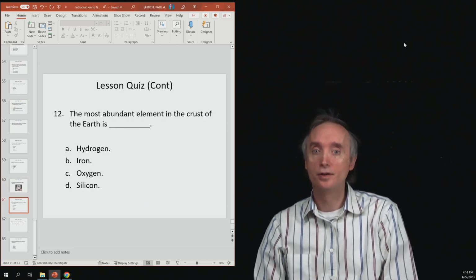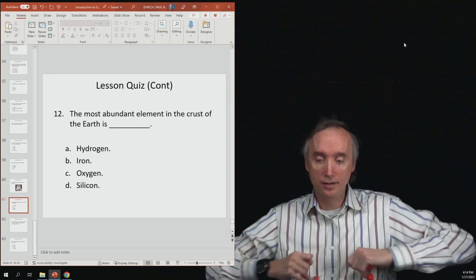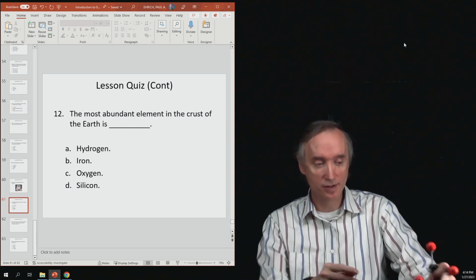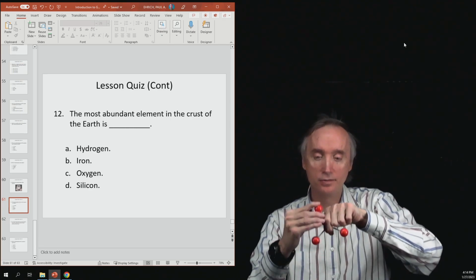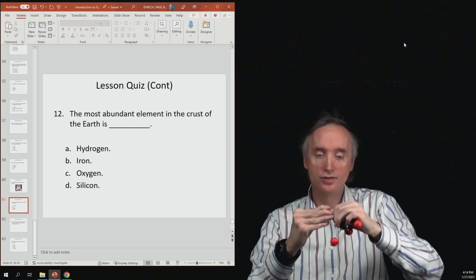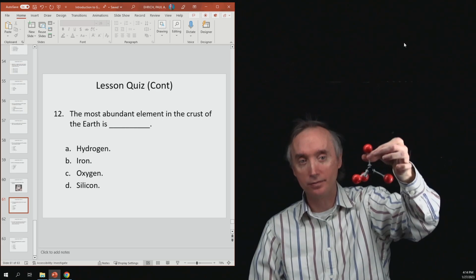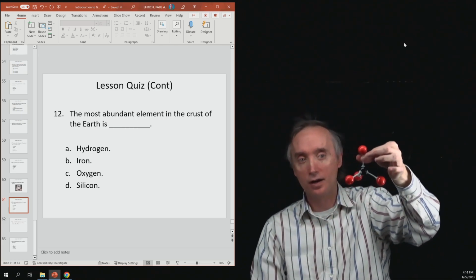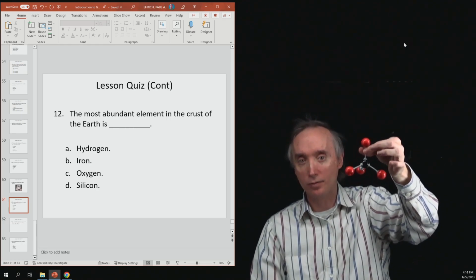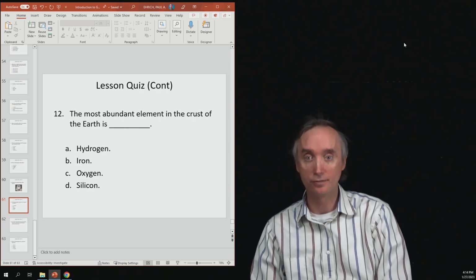Number 12, the most abundant element in the crust of the earth. All right, so we talked about what the silica tetrahedron was. Okay, so that was this thing here. So you can tell which one has to be the most abundant because there's 4 oxygens to every silicon. So that means oxygen is more abundant than the silicon inside the earth.